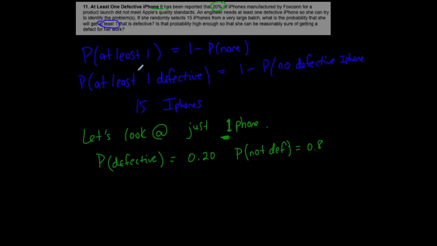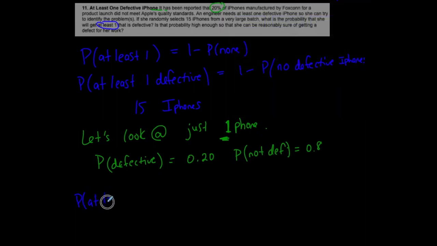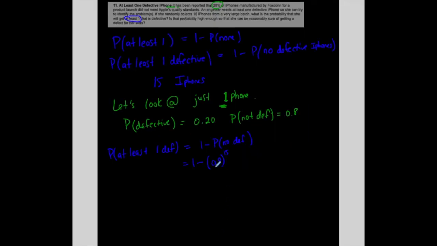Now I need to figure out one phone to figure out 15. Well, let's look at now the probability of at least one defective phone out of the 15. 1 minus the probability of none, or no defective phone out of the 15. So now I just have to figure this out. Well, what is the probability that one phone is not defective? The probability that one phone is not defective is 0.8. How many phones do I have? 15 of them. Don't forget, this is the multiplication rule that applies, because I have more than one phone. If it were just one phone, it would just be 0.8. But I have more than one phone here that I'm talking about, at least one defective phone out of 15.